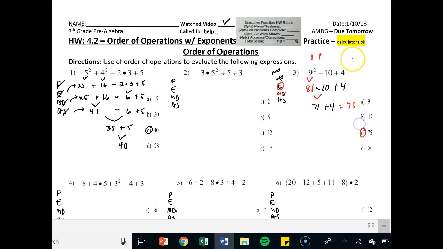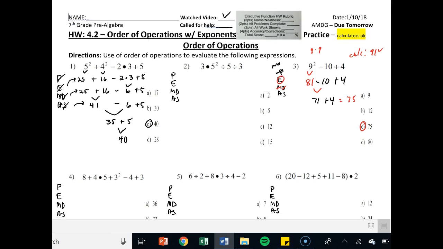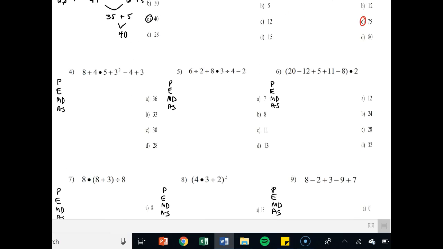So there's C right there. Double check it with your calculator. Type in 9 squared minus 10 plus 4 on your calculator. You should get exactly 91. All right. Go to 5.